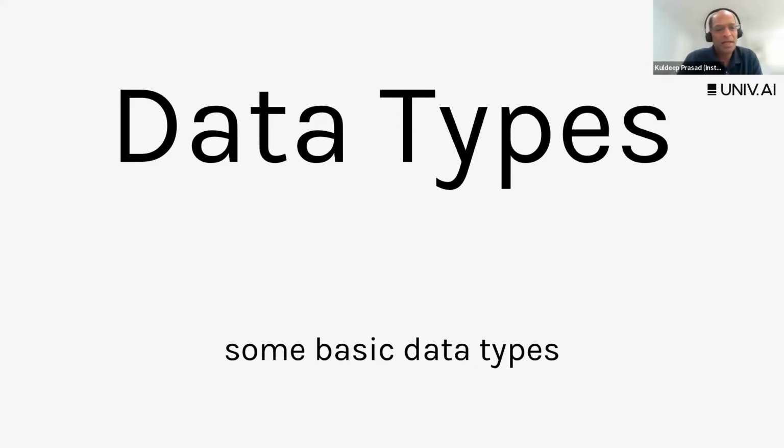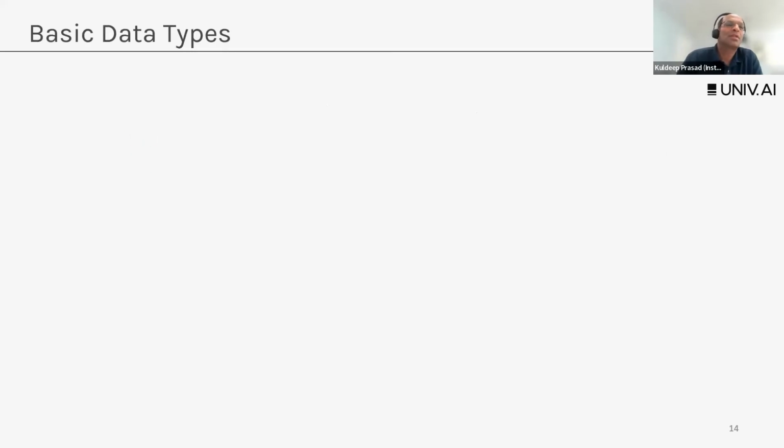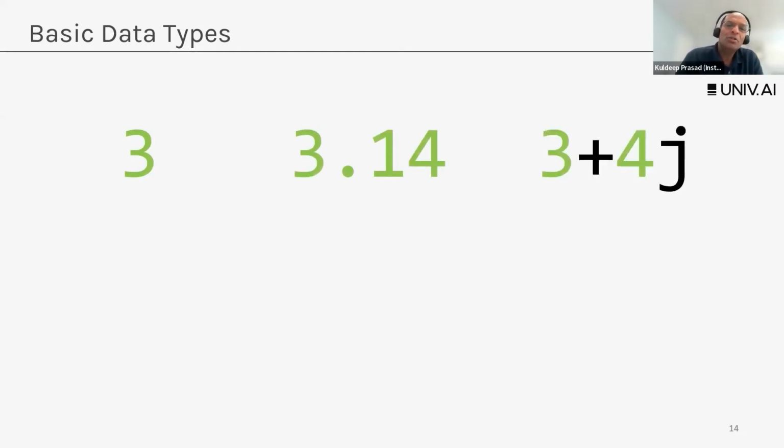So in Python there are also some basic data types, and 3 is basically an integer data type. You have float data types. You also have what we call complex numbers, right? We don't use complex numbers in AI as much, but Python allows you to use complex numbers.